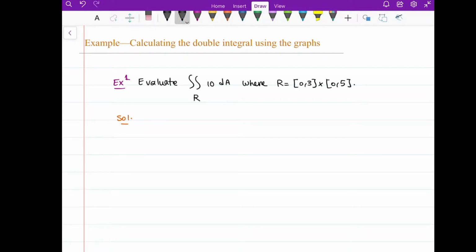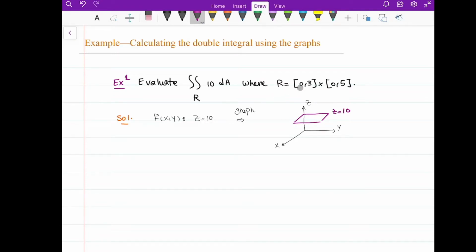So the function f of x, y is actually what? The function is given as z equals 10. This is the integrand that we have in here, z equals 10. So I'm going to graph it. How do I do that? I have x, y, and then z, and as you see, z equals 10 is basically a plane that I have in here.